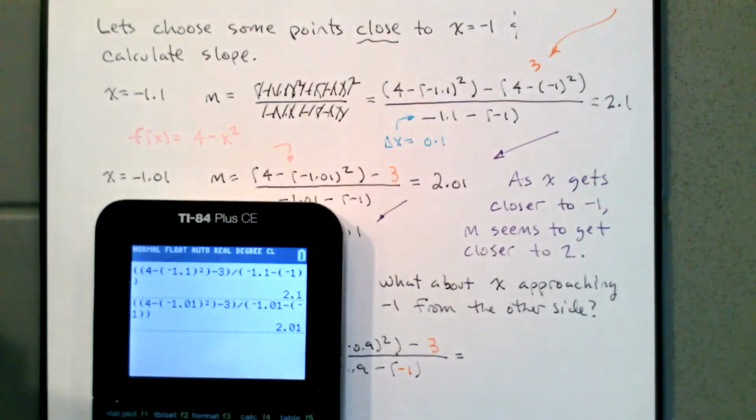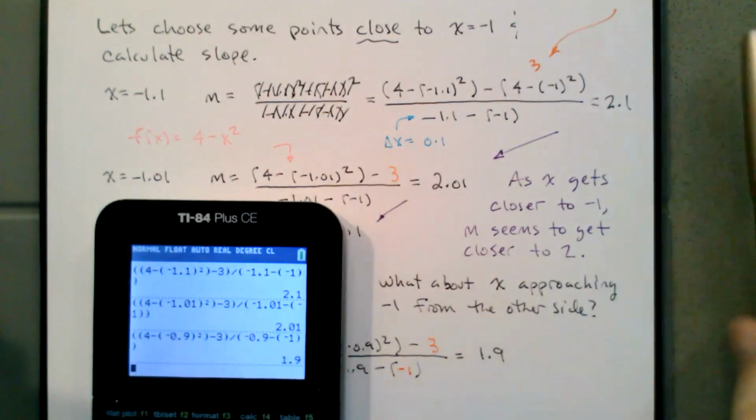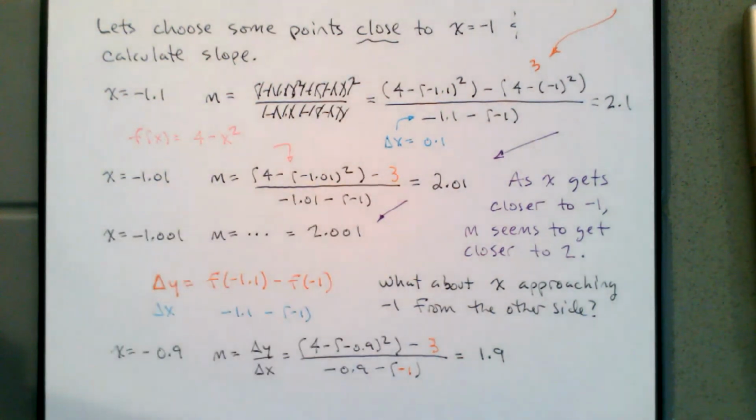So I go to my calculation. I'll do negative 0.9. And I get a slope of 1.9. And we're going to see the same thing happen when I pick points that are closer to -1 on the other side.